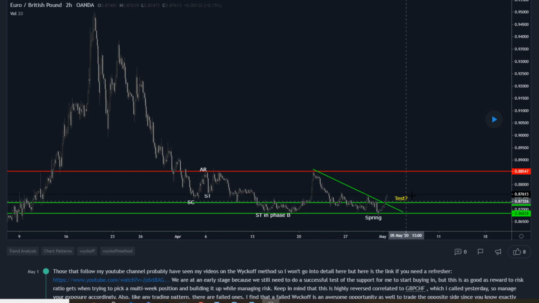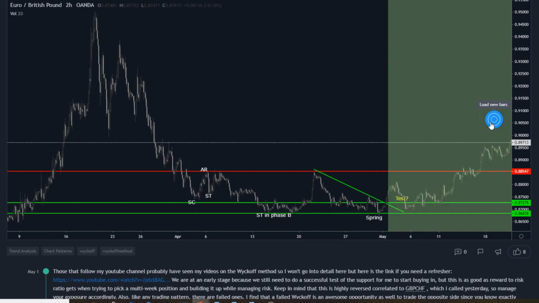I put test question mark because that's what I want to confirm everything and start trading it, basically. You can trade the breakout of this, no problem, if you put a stop below the spring. But here I was waiting for a pump and dump pattern like I talked about in video number 3. And this is exactly what happened. But what I want to show you is how I use multiple time frames to trigger my entries.